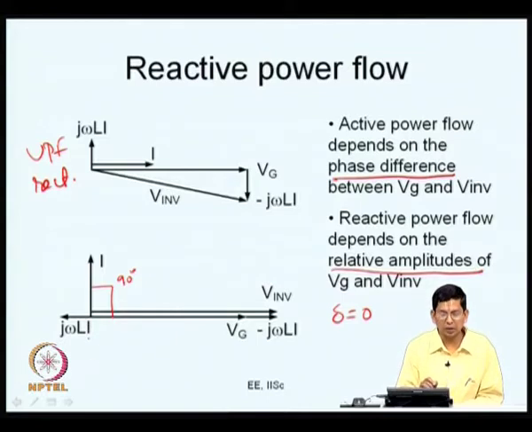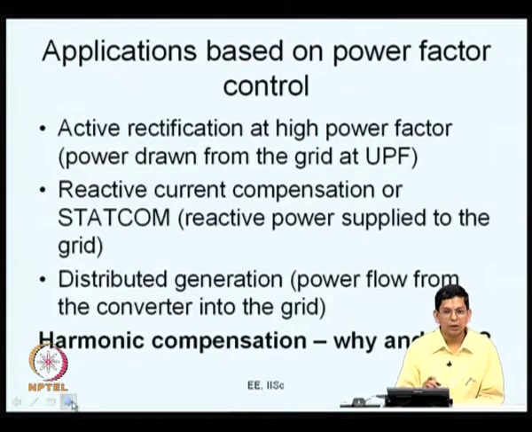This is a case of supplying reactive power. If you want, you can also draw reactive power from the mains, but that is not what you normally want to do. You want to supply reactive power to the mains, so that the overall power factor of a particular facility is improved by such equipment, and this is what you call reactive current compensation. So, from whatever we saw now, it is possible for you to control the power factor at which current is being drawn.